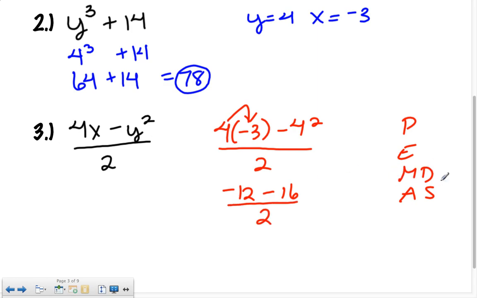Now, the next step would be your multiplication and division. However, it's a lot easier in this situation because we have a fraction to do what would be at the top. So pretend like this has parentheses on the top, and we're going to do what's in there first. So negative 12 minus 16 would give us negative 28. And then dividing it all by 2, well, negative divided by a positive would give us a negative answer. 28 divided by 2 is 14. So the answer would be negative 14.